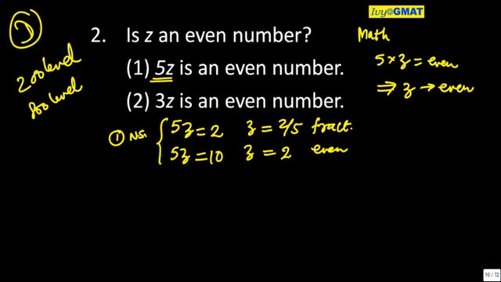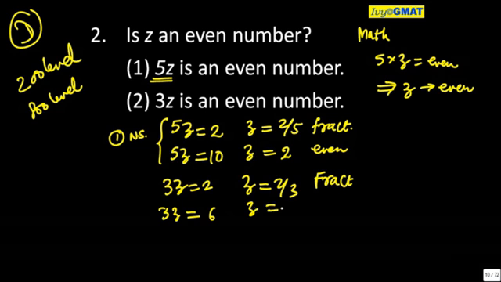not sufficient. Similarly, I can write 3Z is equal to 2, so Z would have been equal to 2 by 3, which is a fraction. Fractions are neither integers nor even nor odd nor prime nor composite, nothing. We don't really use those terms. So 3Z is equal to 6, suppose. So I would have got Z is equal to 2, which is even. Again, this kind of dilemma you would never have seen in math.